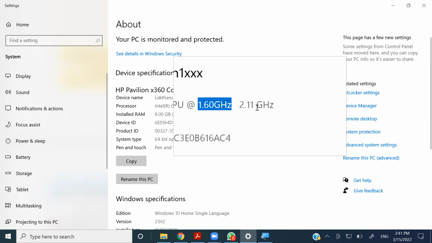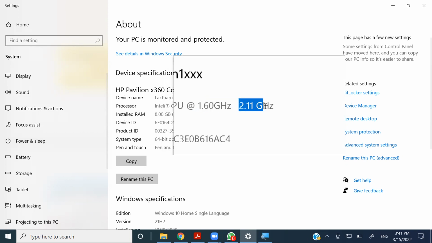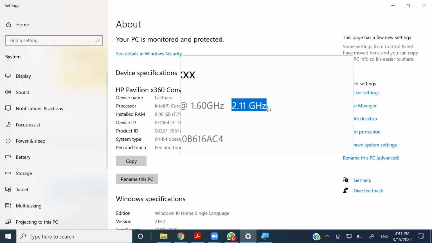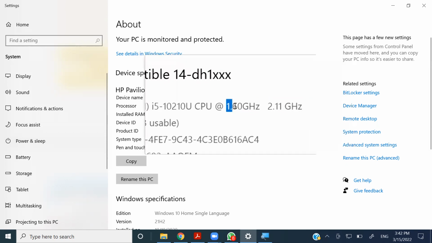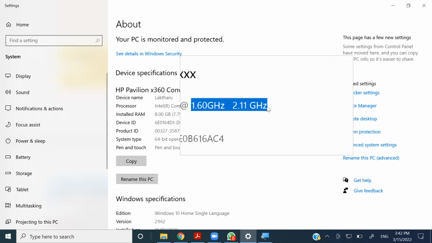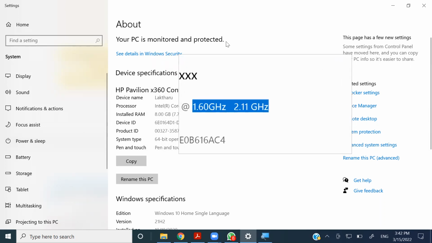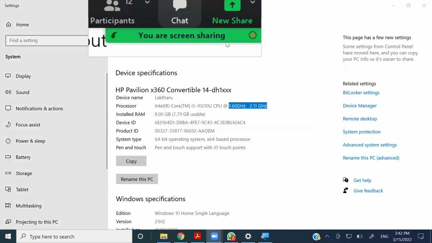But when it comes to the 2.11, this shows the maximum capability that the CPU has. So that means at the maximum, it can manage 2.11. That means like 2 billion instructions can be handled per second at the maximum. Is that clear, everyone? That is what these two speeds are explaining. Right.